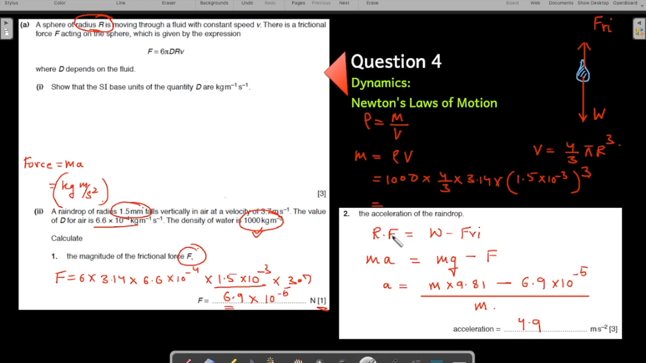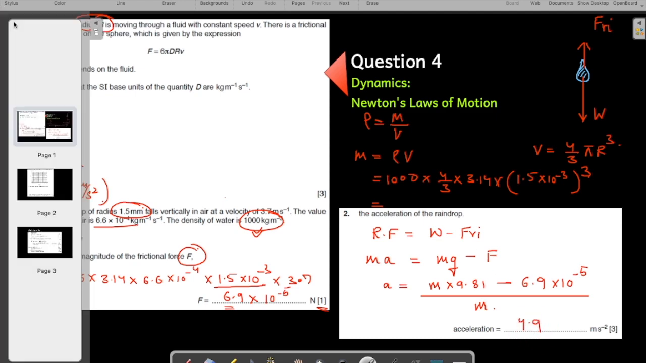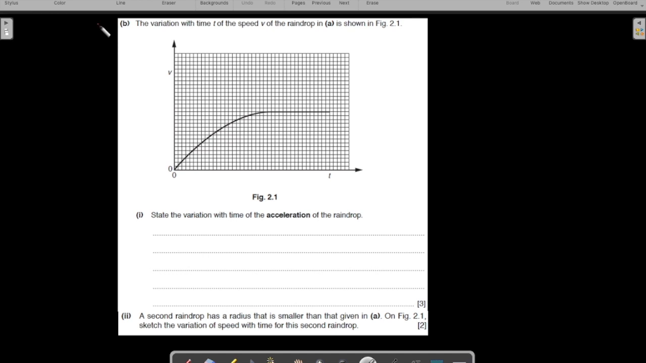So what are we doing here? We are finding the resultant force. Let me summarize. We are using the formula for the resultant force, which is ma, to create an equation like this: ma is equal to mg minus F, which is the frictional force. M is quite a lengthy process to find out, but not difficult. It comes from the density formula. Substitute the values and you will get the value of M. Input the values in the equation and you will get the value of acceleration. So let us move on to the next part.